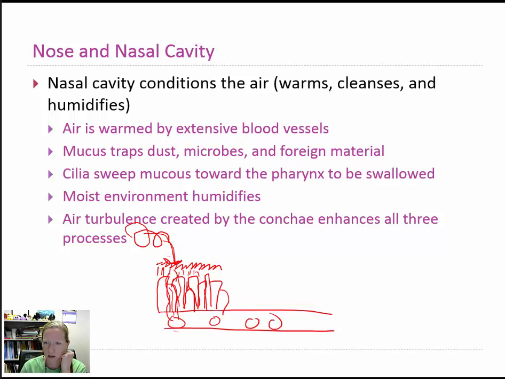So that's the great thing about this nasal cavity and this mucosa, well, the entire respiratory mucosa right here. And the concha as well, helping to swirl that in.